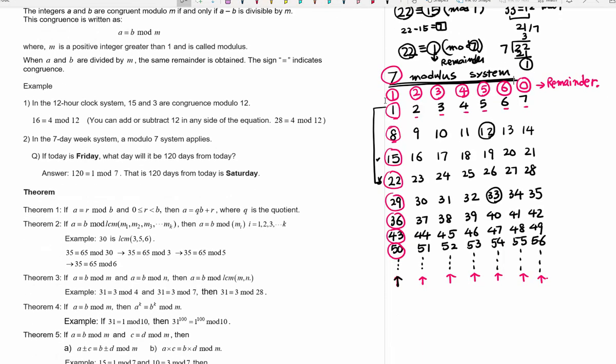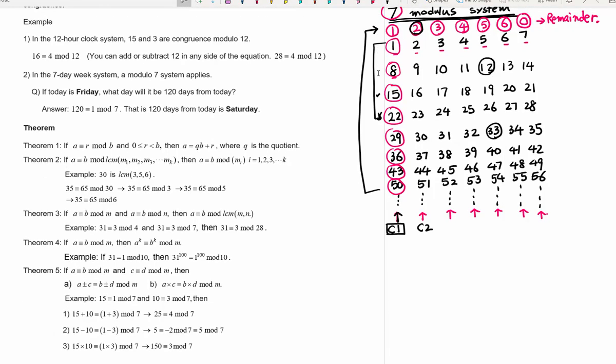From here we can say all these numbers in column 1 finally all have a remainder 1. That's the meaning. All column 2 numbers, when you reduce, will all have a remainder 2. And that is a modular system.